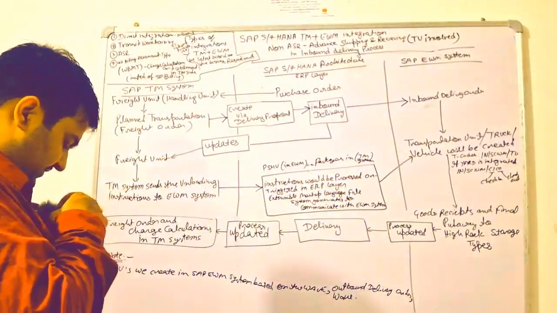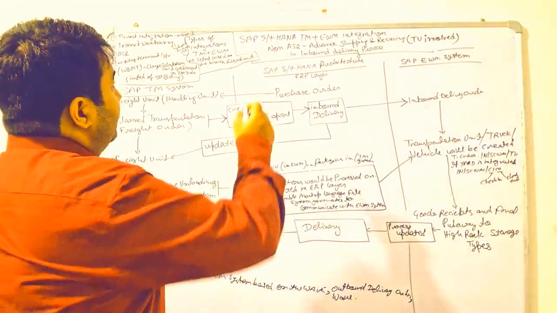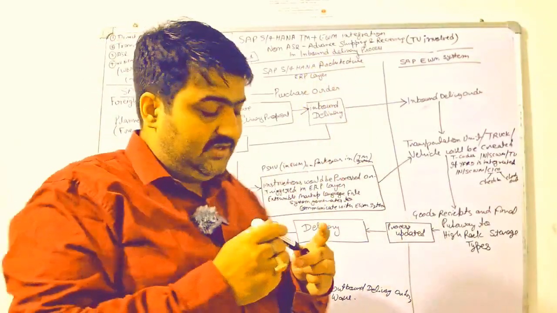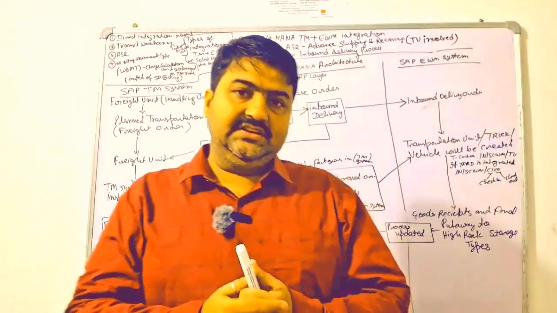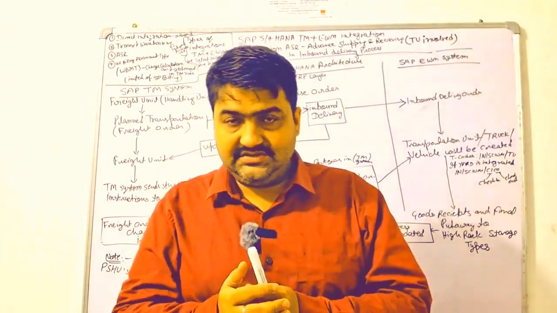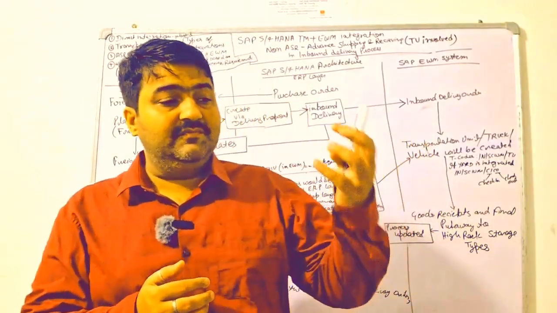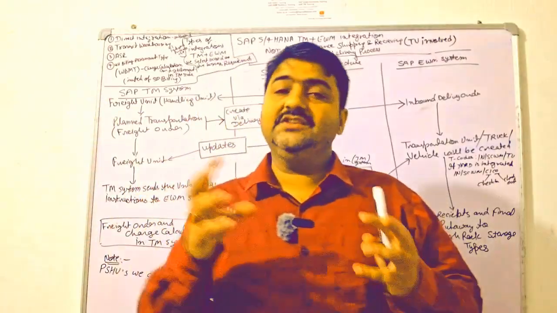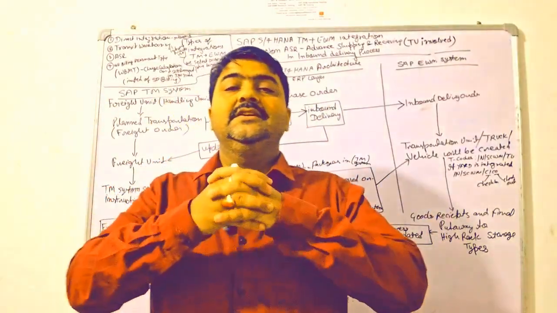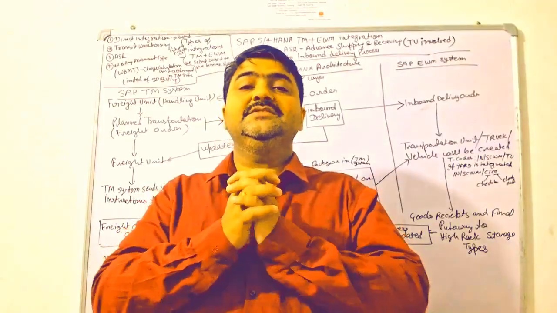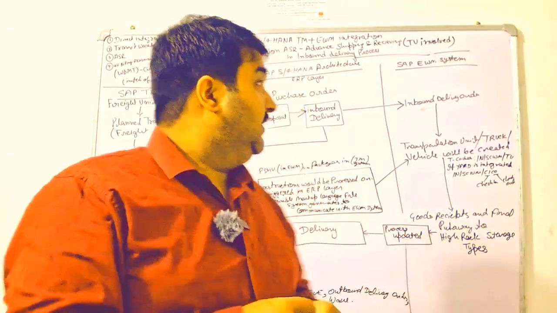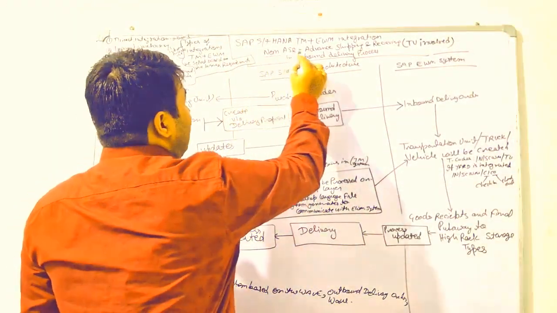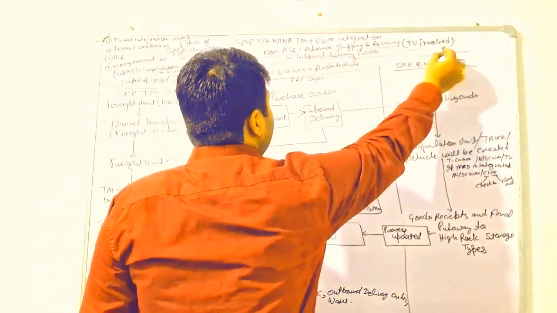In this session, today we are going to see SAP S/4HANA TM plus EWM integration. TM EWM integration means both systems communicate with each other. They share the business processes. One system sends the instruction, another system receives the instruction and follows it. Very simple. Integration means togetherness. Integration means communication. And I put here non-ASR, advanced shipping and receiving, TU integrated.